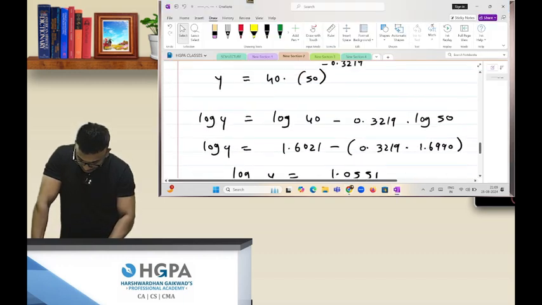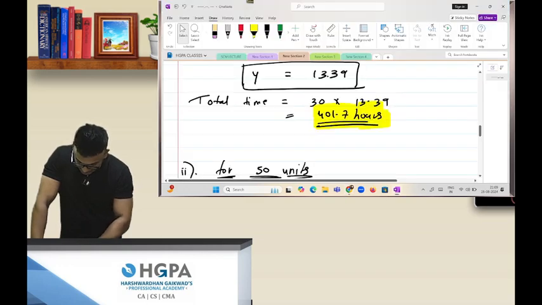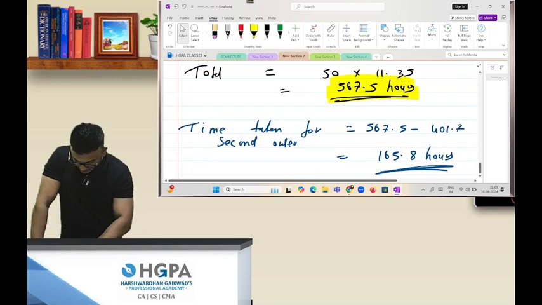One sec. 401.7. What is that? हाँ ठीक है. And 567, अपना कितना है? What is ours? हाँ ठीक है. We are right.